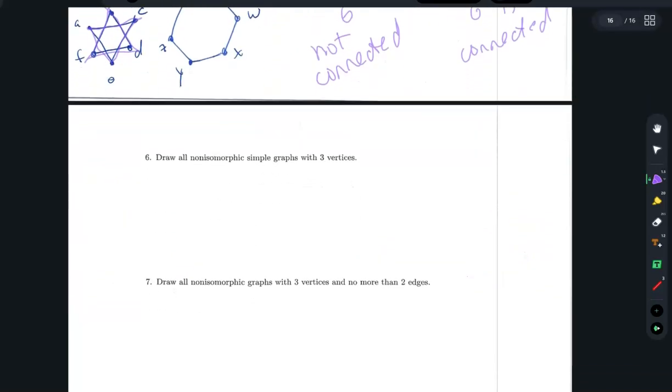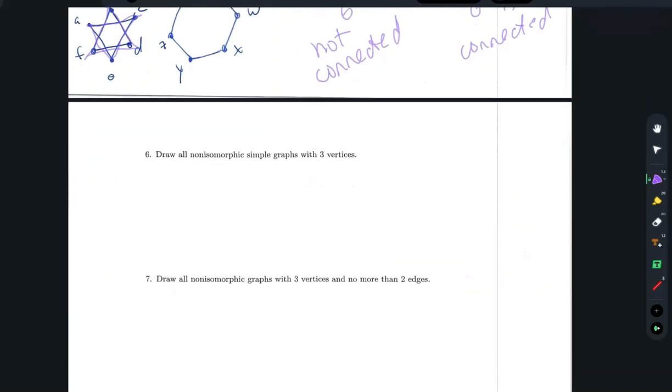So here comes the fun part where you just get to be creative. Okay, so I want simple graphs, simple meaning no loops, parallel edges, with 3 vertices. So write all the different kinds, the non-isomorphic kinds. So if I just have 3 vertices, that's a graph. And if I have 3 vertices, that's a graph. And if I have 3 vertices, that's a graph. And if I have 3 vertices, that's a graph.